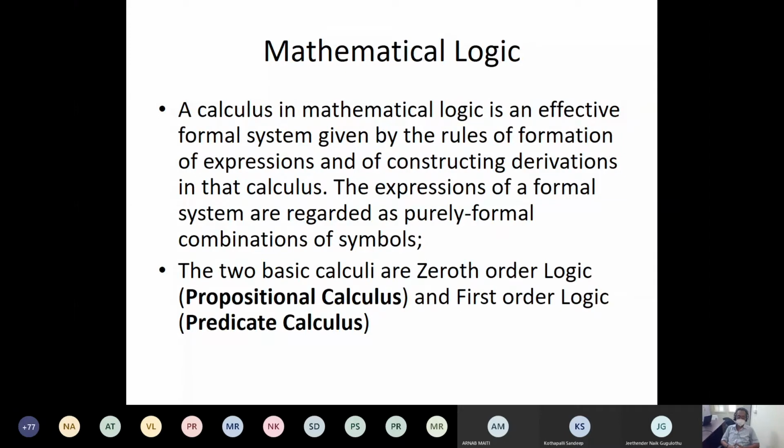A calculus in mathematical logic is an effective formal system given by the rules of formation of expressions. That means we should be able to say whether a particular formula is well formed or not, and constructing derivations in that calculus. The expressions of a formal system are regarded as purely formal combination of symbols. And we talk about the two basic calculi, zeroth order logic, also known as propositional calculus, and first order logic, also known as predicate calculus.